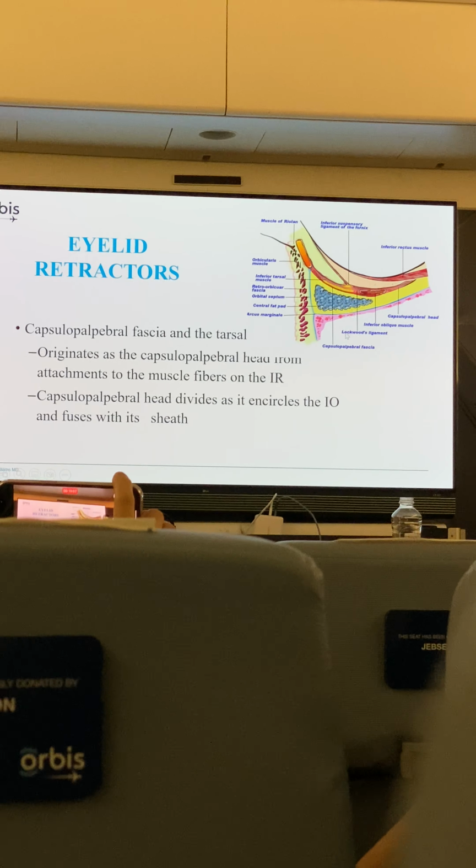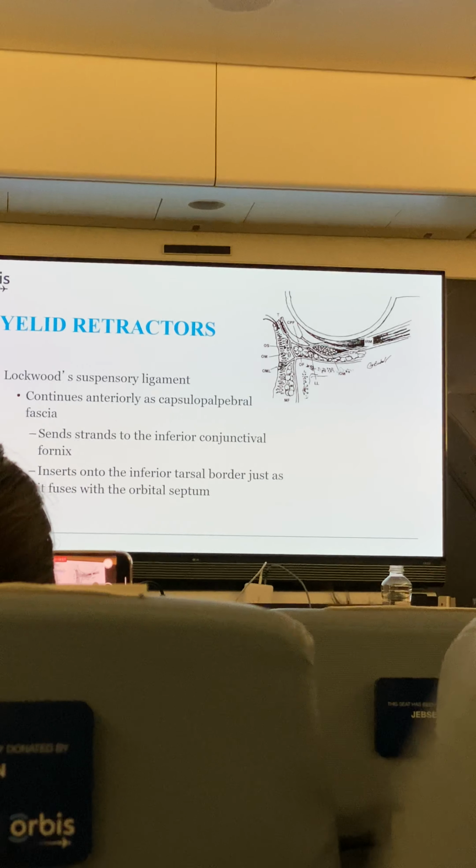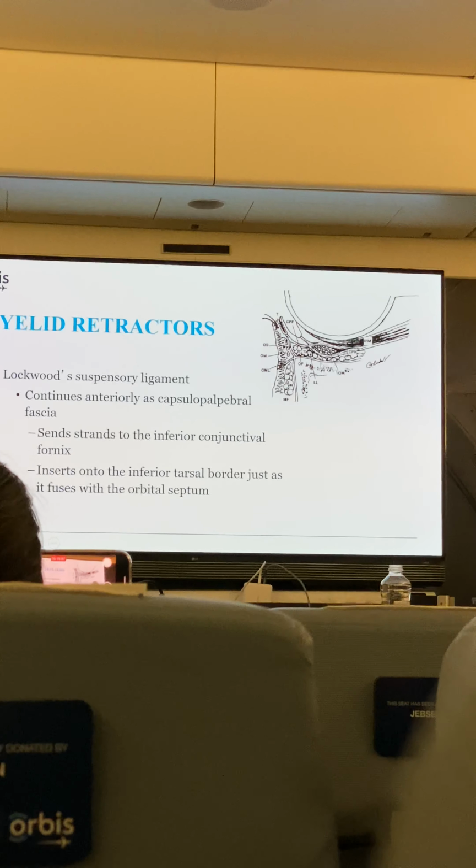Lockwood's ligament is a suspensory ligament, like a hammock, so it supports the eye. Again, the side view, you can see Lockwood's ligament, which is a suspensory ligament, and then we have our lower eyelid retractors, inferior tarsal muscle, and the capsulopalpebral fascia. They send fibers to the conjunctiva in the fornix.